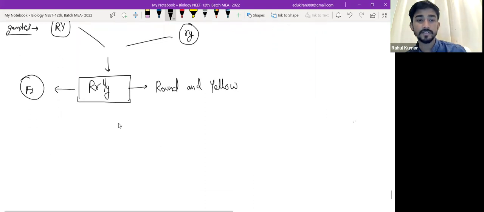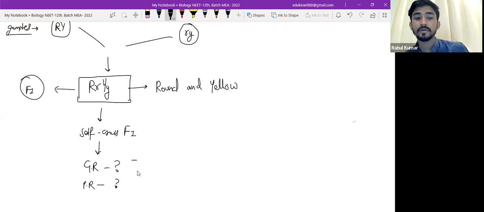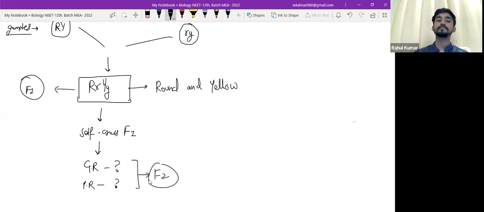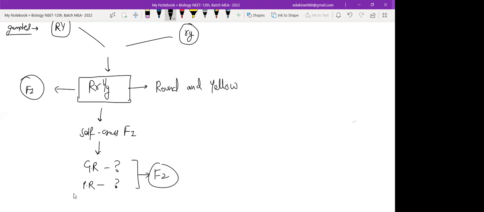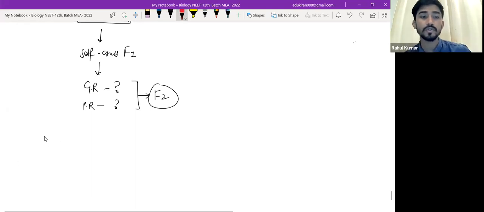Now, if we self cross, this is the tricky part now. Now you have to do this and tell me. If we self cross F1 to find F2, what will be the genotypic ratio and phenotypic ratio in F2? Can you find out, everyone? Take some time and find out. This is the question. Can you do this? Would you like to try first before I solve it? Yes, sir.